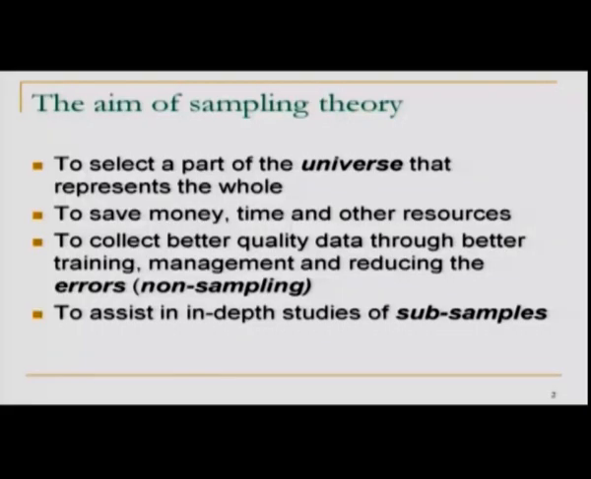Precisely, the aim of sampling theory is to select a part of the universe or population that represents the whole, and to save money, time and other resources. You require much less money, time and other resources to study 20,000 units rather than 5 lakhs. And also to collect better quality of data.